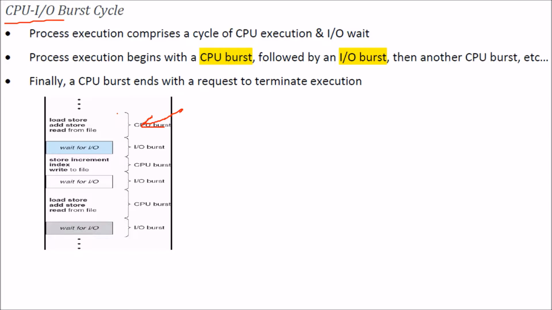So this is where the CPU burst is going on. Now the process is waiting, so this is the input output burst. Now again it is doing some task, or the CPU is operating on it, so it is a CPU burst. Likewise, this goes on and on. So this is a cycle, and when the CPU burst ends, there is a request to terminate the execution.